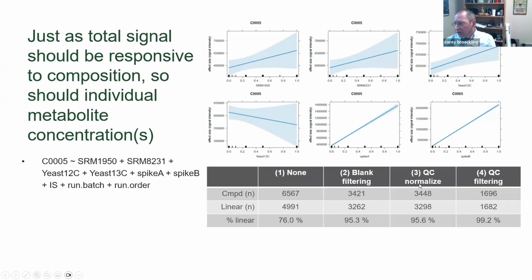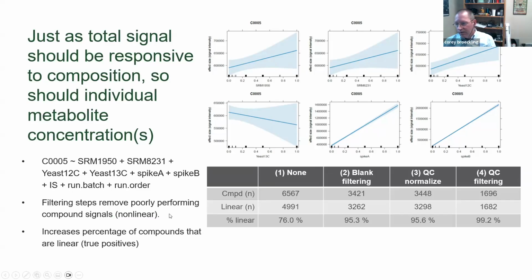We can also go through a QC normalization process where we correct for things like instrumental drift in signal intensity, which improves our linearity a little bit. And we can go through QC filtering to say I need reproducibility in my test QC samples with CVs less than, say, 30%. And now all of a sudden, we're increasing our linear responses up to about 99% of all the compounds that are still in the data set at this point. So what this seems to suggest is that these filtering steps are removing the poorly performing compounds, which is exactly what they're designed to do.